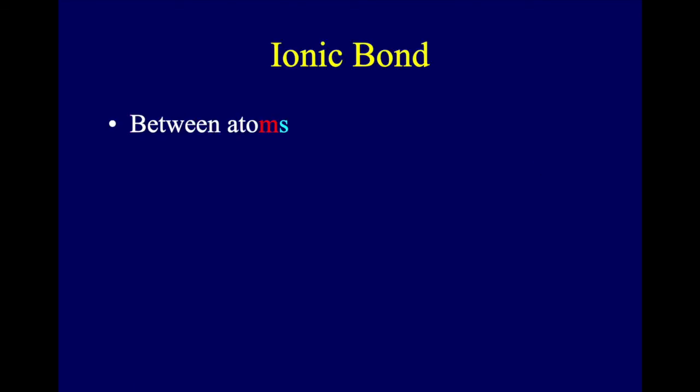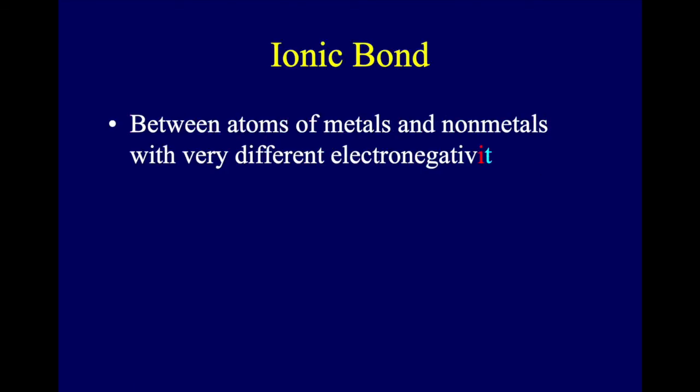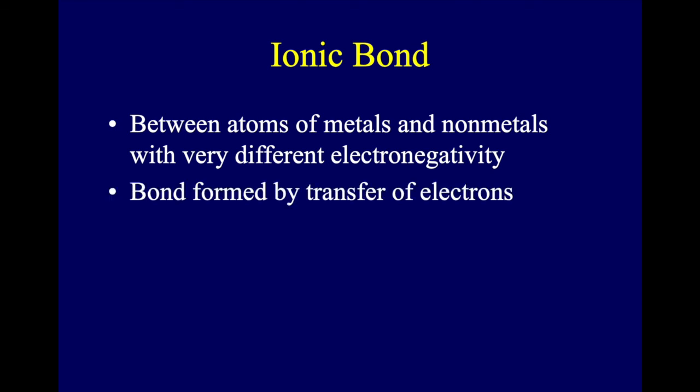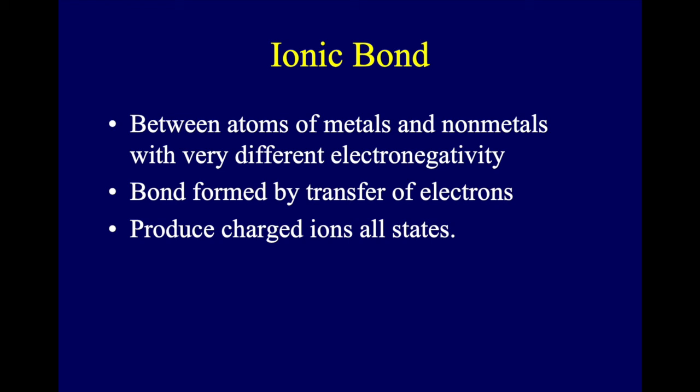Now, just to review ionic bonds, we have to have atoms that are metal and nonmetal, where an electron is moving from one atom to another. They produce charged ions, meaning one atom will be a cation with a plus charge. One atom will be an anion with a minus charge. The cation has more protons, less electrons. The anion has more electrons, less protons. That's why the anion is negative and the cation is positive.